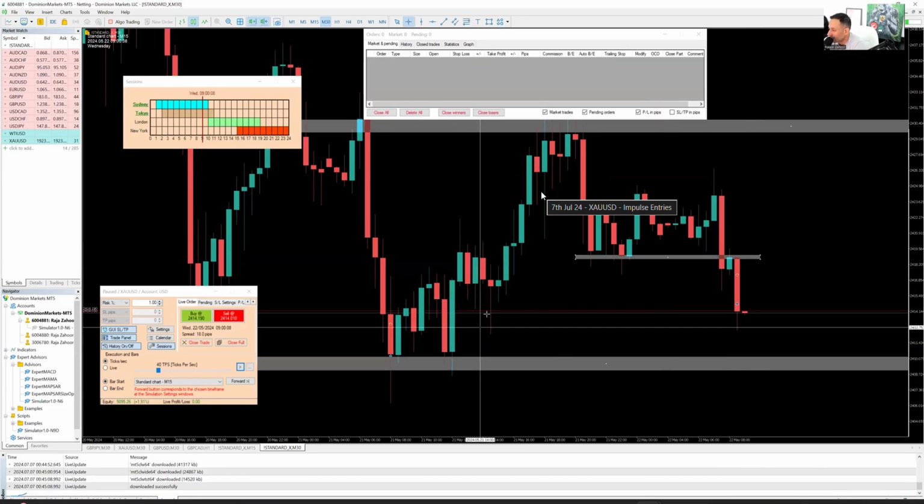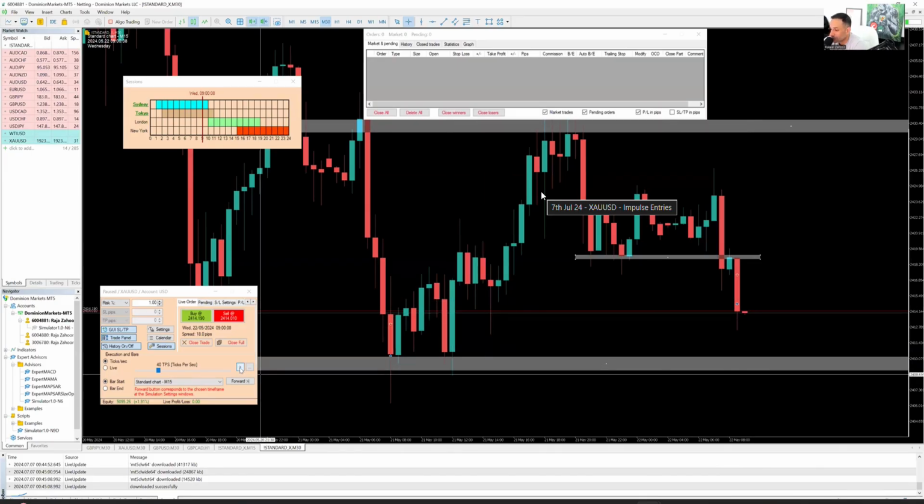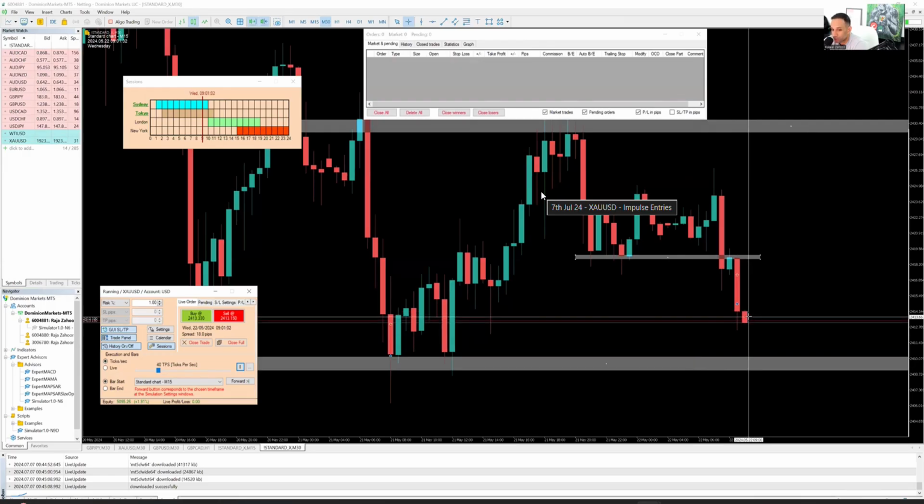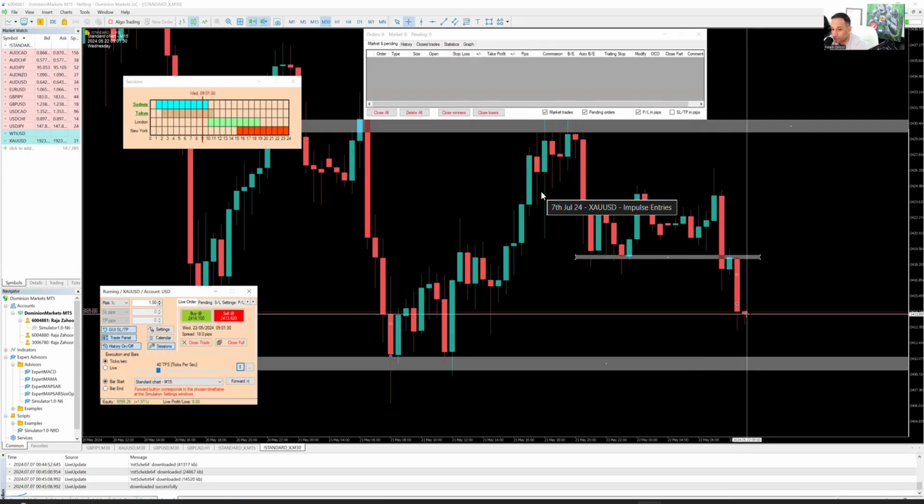So yeah, these are rejection areas. I don't know whether price will continue to push down or not. We just don't know. Why do you not have your impulse entry at the body and not the lowest wick?